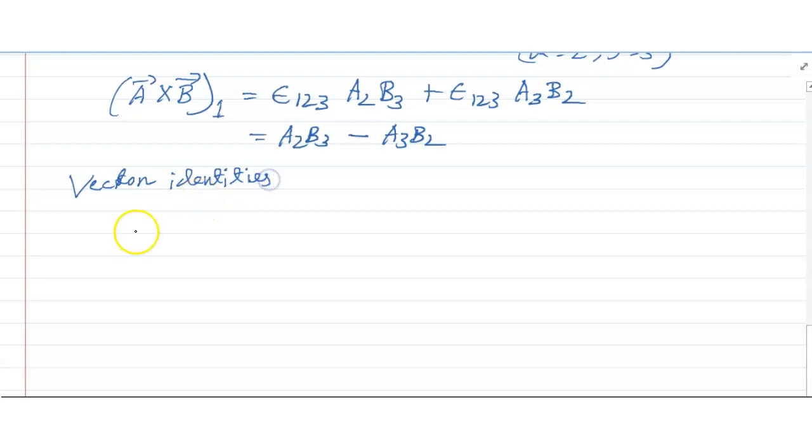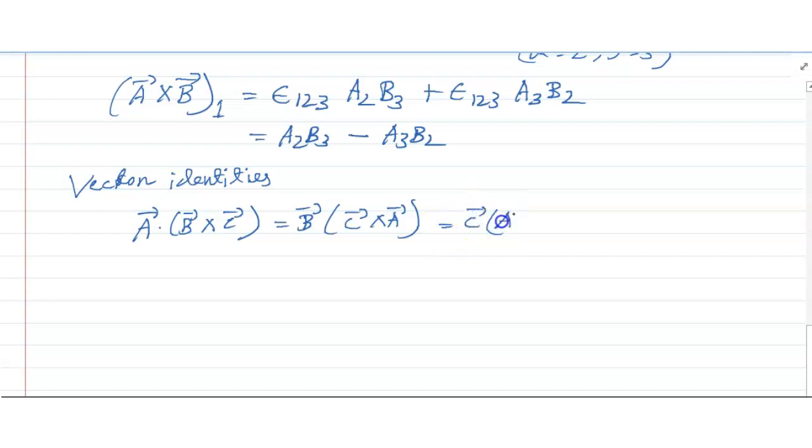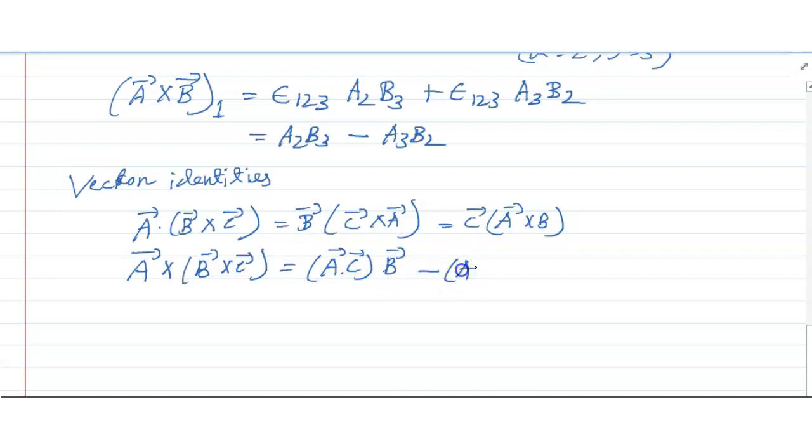Vector identity number one: A dot B cross C is equal to B dot C cross A, equals C dot A cross B. Another is A cross B cross C equals B times A dot C minus C times A dot B.